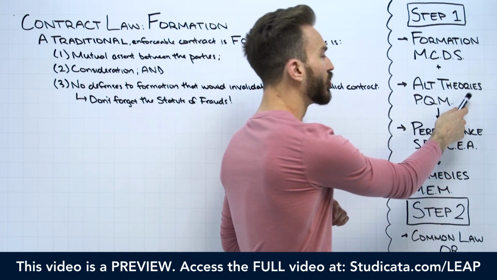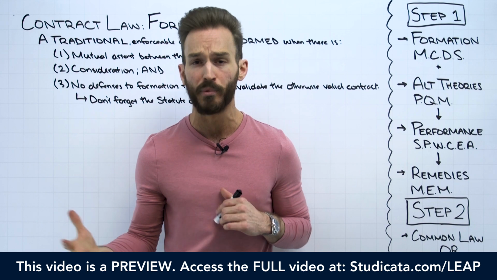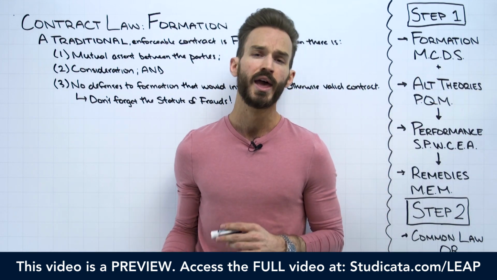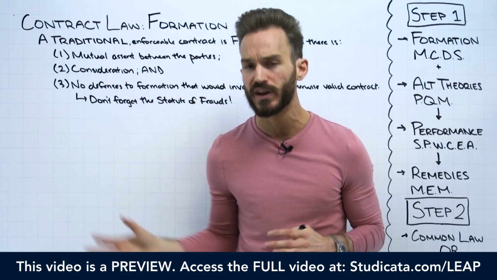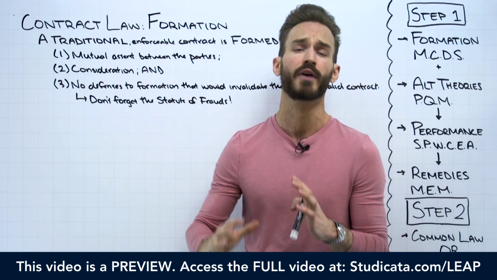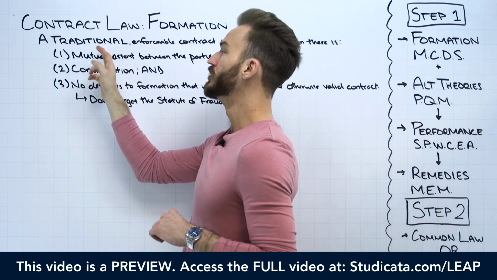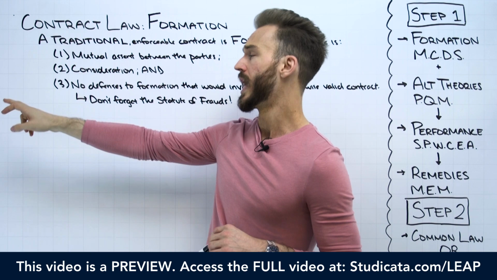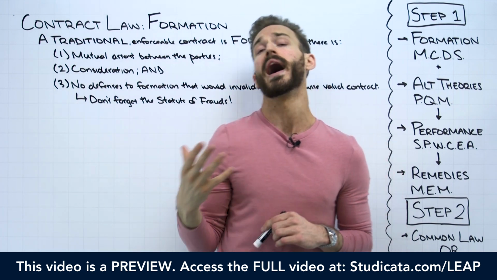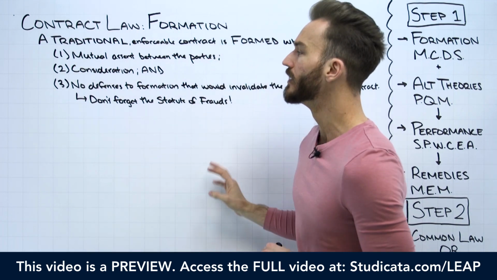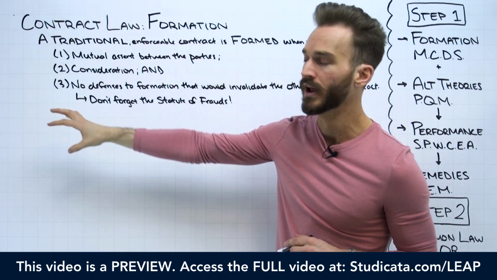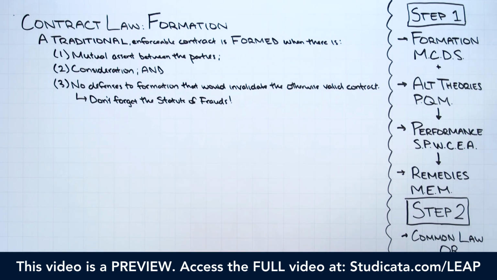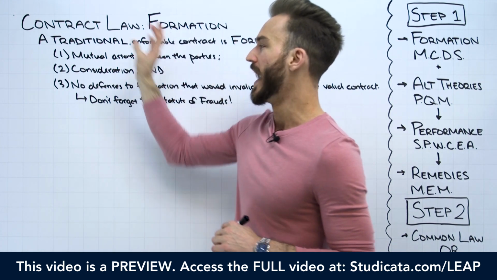Remember, we have these alternative theories like promissory estoppel, a quasi-contract, moral obligations plus subsequent promises. And it's important to note that all of the videos we're about to talk about in this segment of our series, we're talking about the traditional enforceable contract: mutual assent, consideration, and no defenses to formation that invalidate the contract. Now, if any of these elements are not satisfied, the analysis is not over.